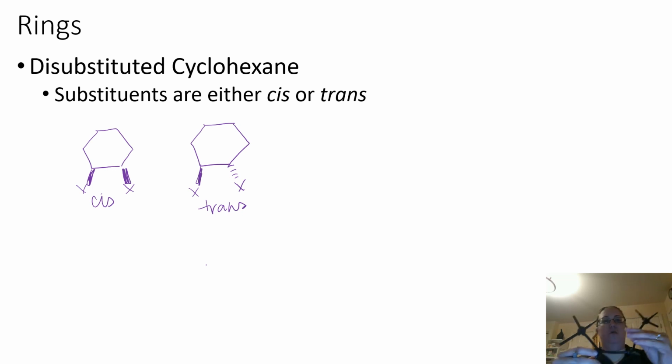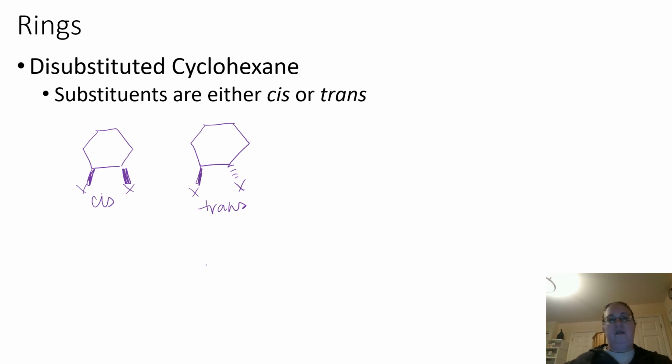So for this, one of them would be pointing out at you if I've got my flat ring. So one of them is pointing out at you. One of them is back behind the plane. Again, it doesn't matter which is which. All that matters is that we see different faces. We've got one on a top face. We have one on a bottom face.